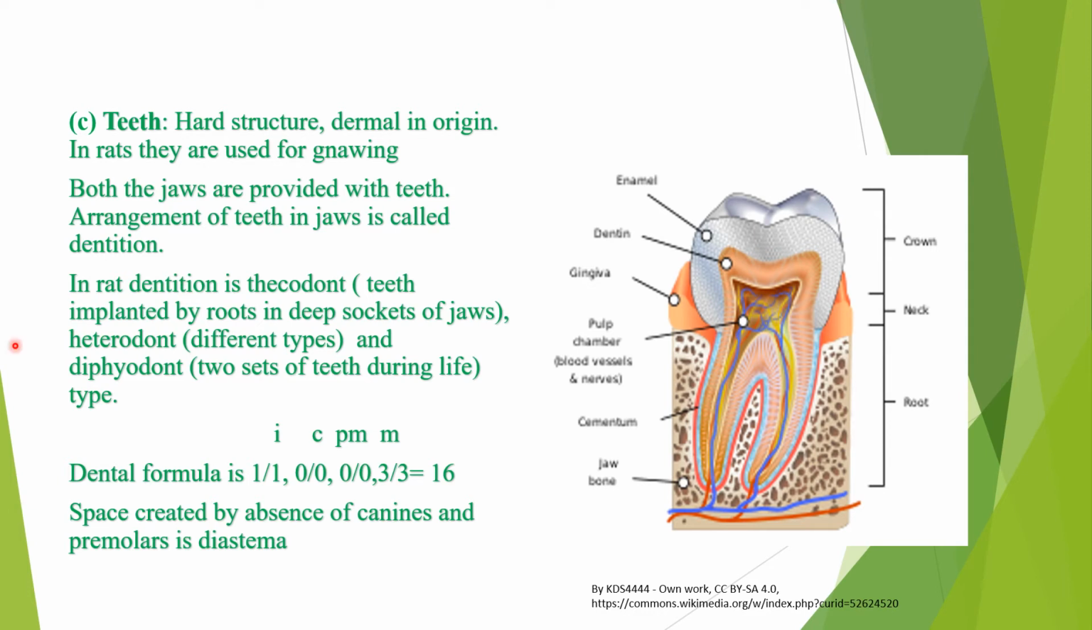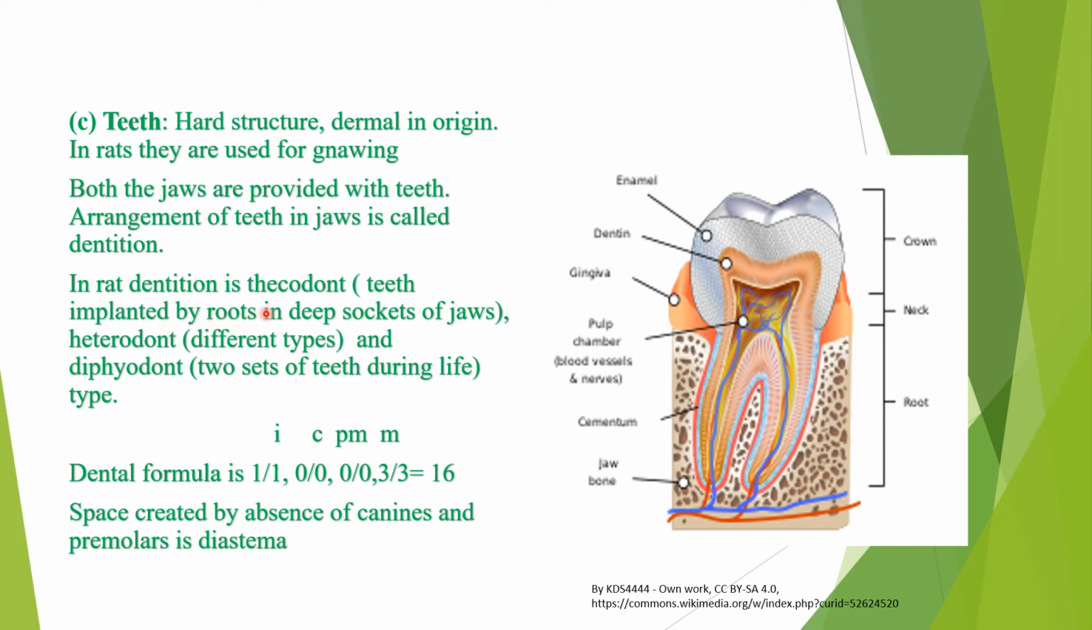Now we will discuss the teeth. Teeth are hard structures present in the buccal cavity, and they are dermal in origin, and in rats they are used for gnawing. What the rat nibbles food with, that is called gnawing, and teeth are used for that. Both the jaws are provided with teeth, and arrangement of teeth in the jaws is called as dentition. How the teeth are arranged in the jaws, this process is called as dentition.